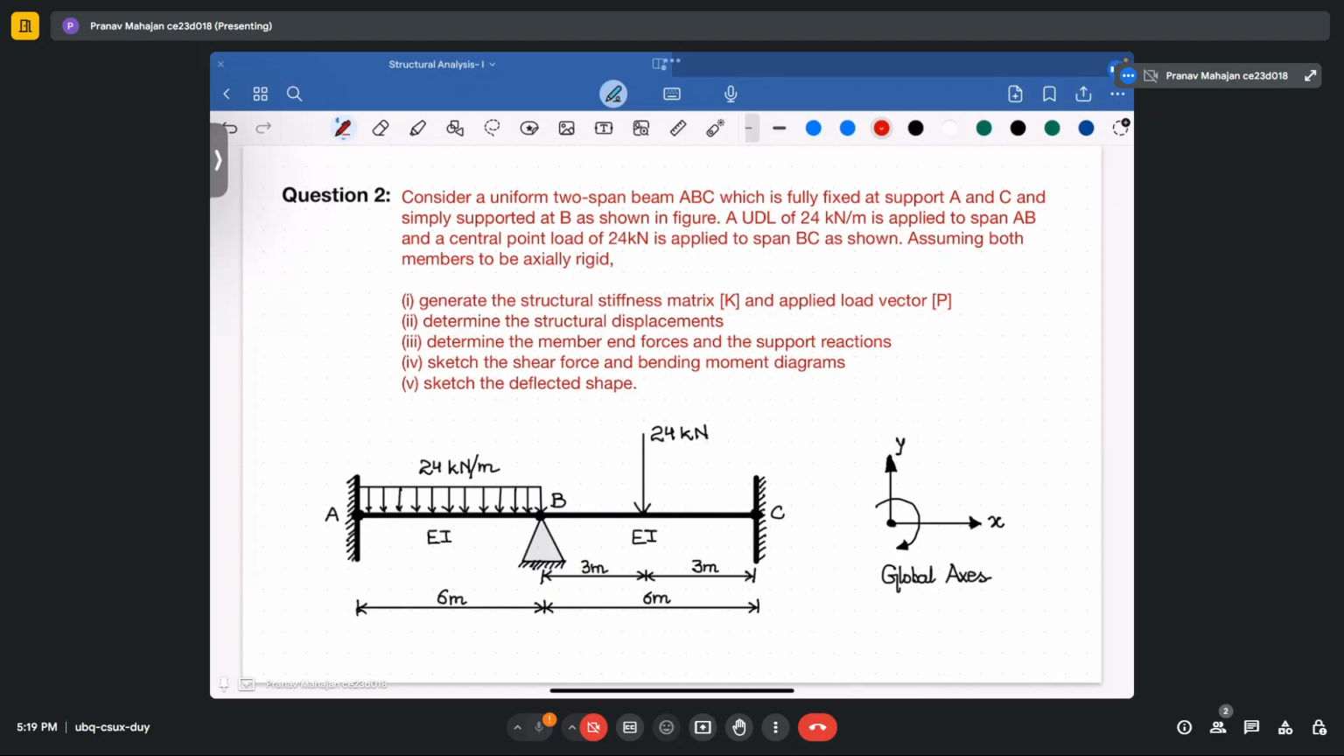Now we have to assume the members to be axially rigid. We have to determine the structural stiffness matrix and the applied load vector, then the corresponding structural displacements. After that, we can determine the member end forces and support reactions. And finally, we have to sketch the shear force and bending moment diagrams and the deflected shape. So this is the whole problem that we are required to solve. So let's start the problem.